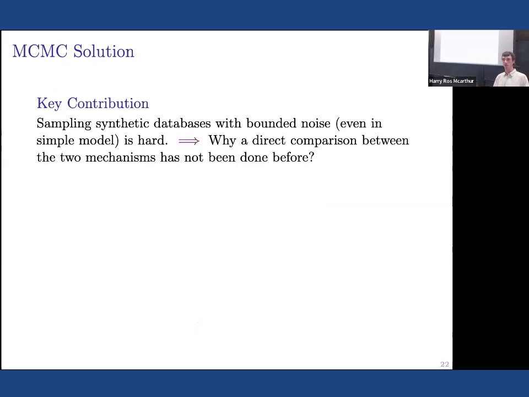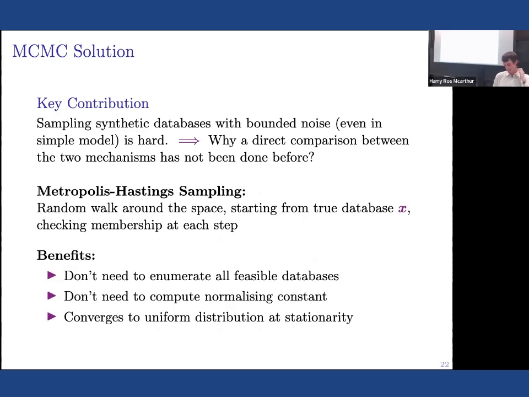And when I said before that no one's done this comparison before, it is because of exactly this region. It becomes very hard to do a direct comparison between these two methods, and even when you simplify the model down to be as simple as possible, you need to use a different algorithm, which is what we did. So this is the Metropolis-Hastings algorithm.